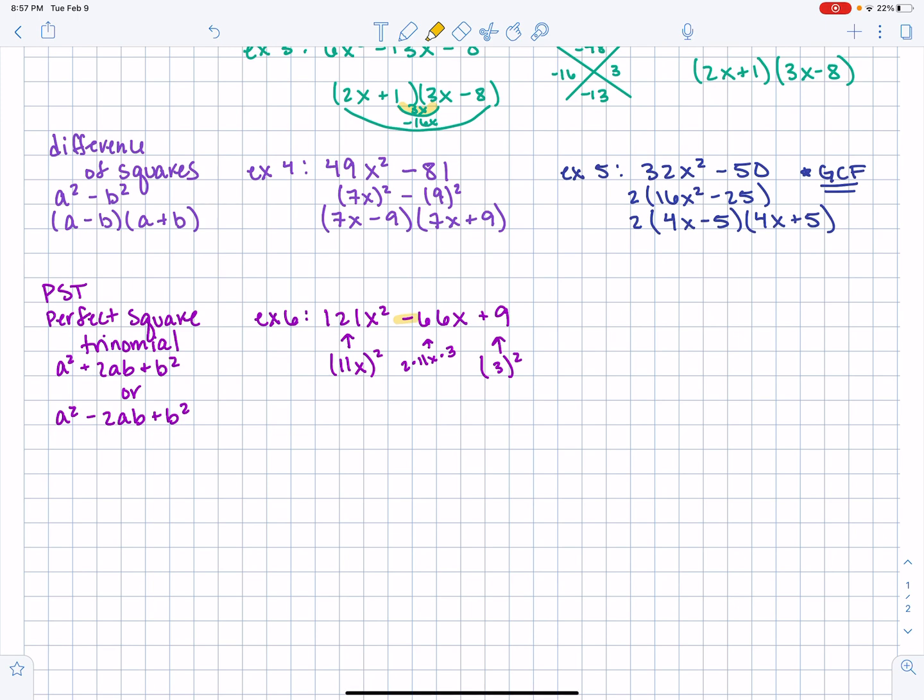All right, so when you're factoring these, you take the square root of the first term, 11x, right? And then we're going to say plus or minus, because you take the sign in the middle, so 11x minus 3, which we rewrite as 11x minus 3 squared. And it's just taking those two perfect squares and writing them together.